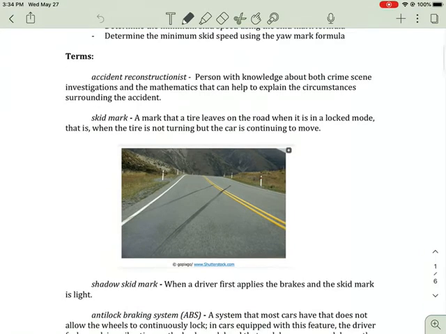Now, the shadow skid mark is when the driver first applies the brakes and the skid marks are light. So that would be like right here. You see how light this area is compared to the rest of the skid mark. So there's your shadow skid mark.